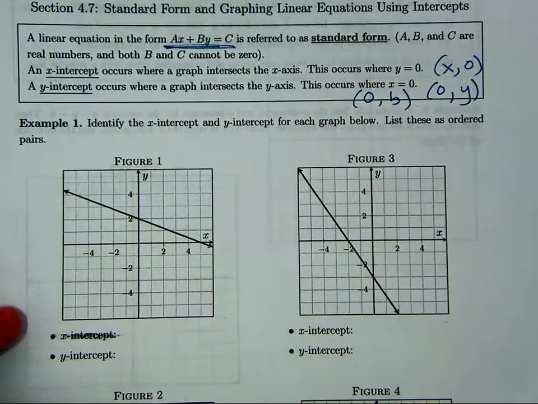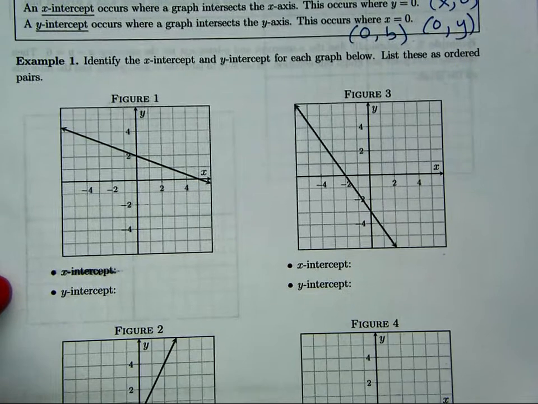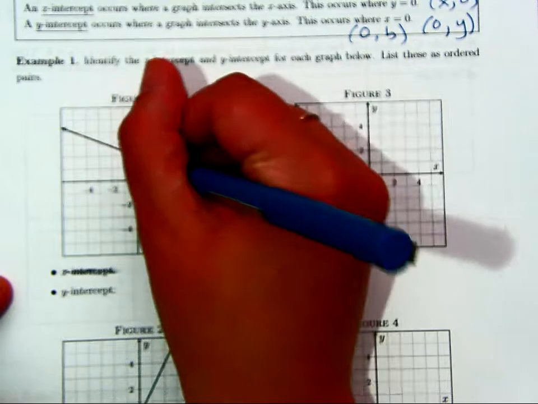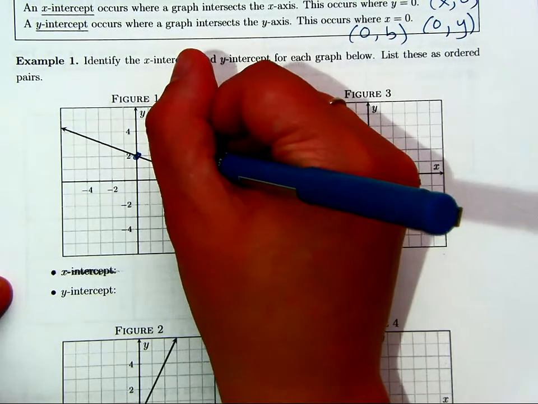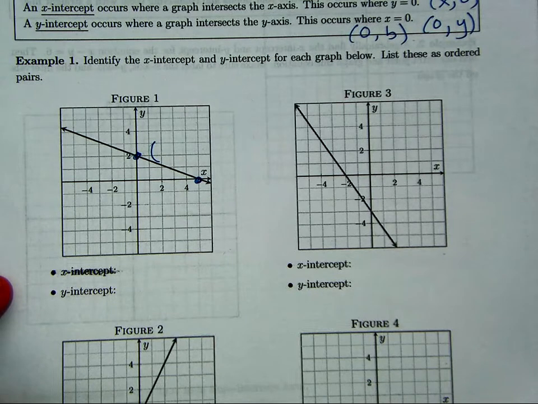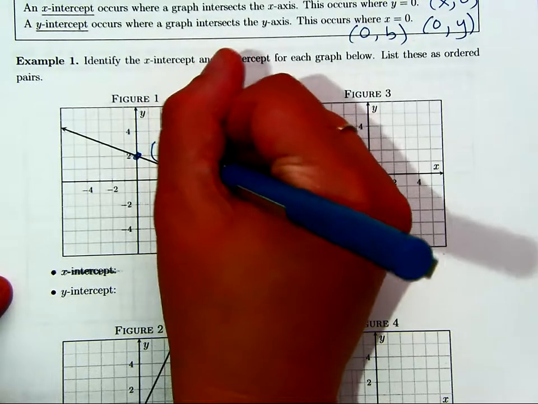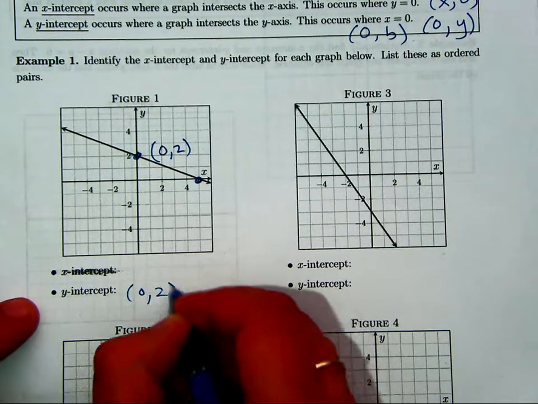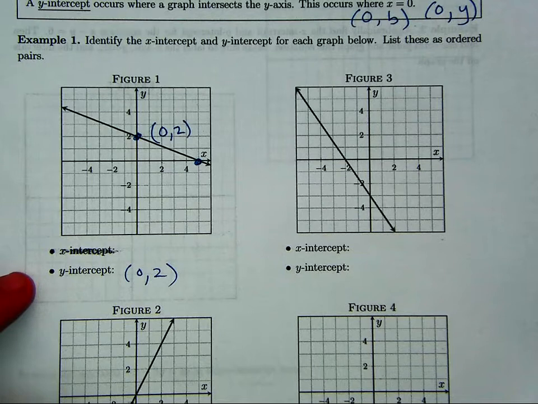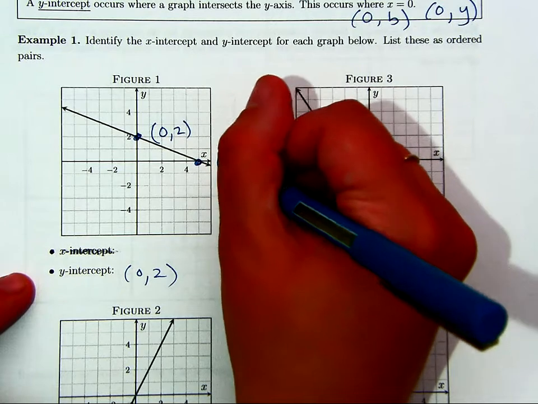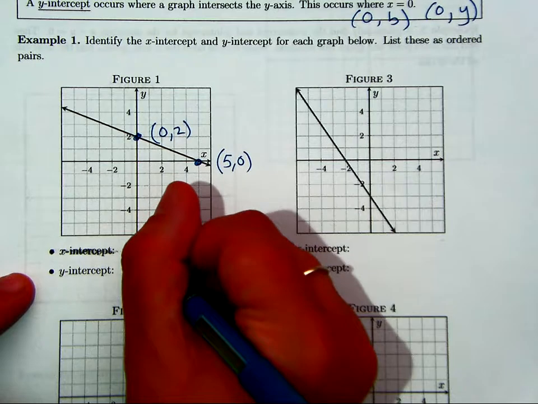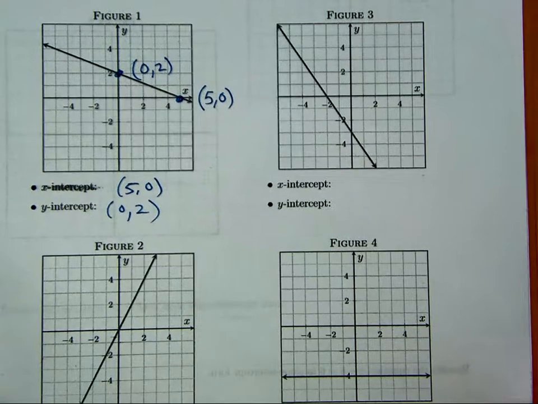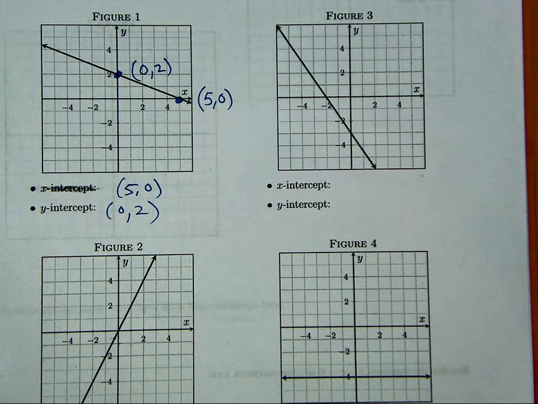Okay, identify the x and the y-intercepts for each graph below. So we're just going to go here and say, well, this is my y-intercept. What's that point? There we go, 0, 2. It's the one I used above. So the y-intercept is 0, 2 because it occurs on the y-axis. What's the x-intercept? 5, 0. Okay, go ahead and do that for the next 3 graphs.